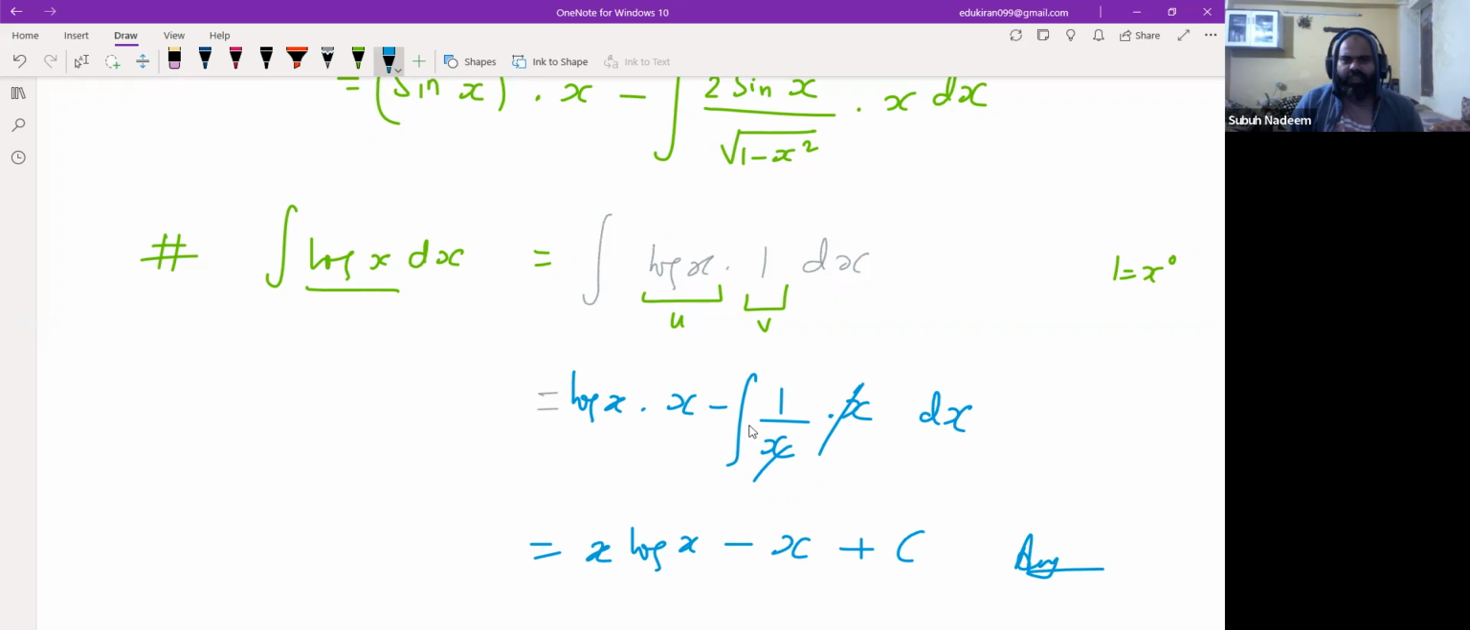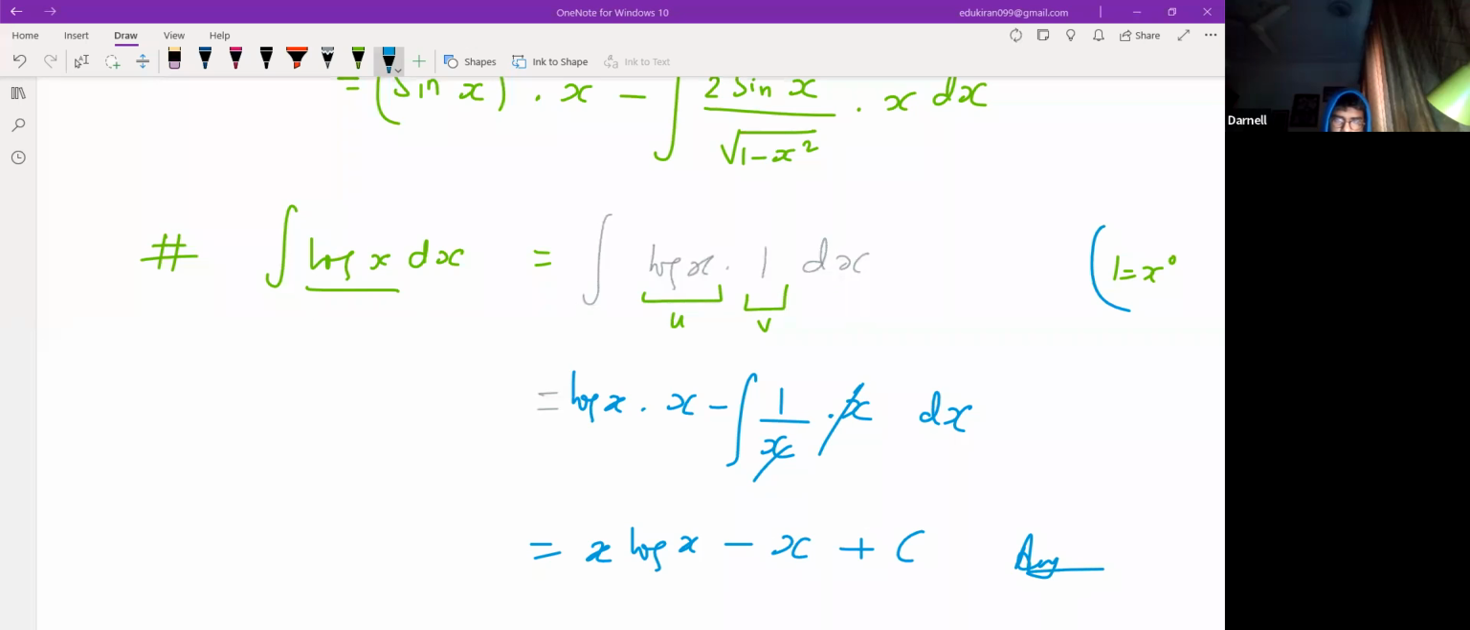So this is another way which will be helpful sometimes to solve those questions through by parts where only one function is given. You can take the other function as 1. Is it okay? Yes. You can note it down.